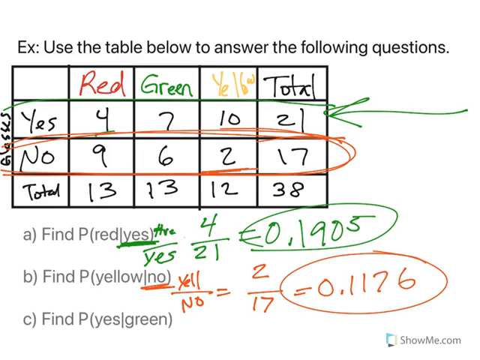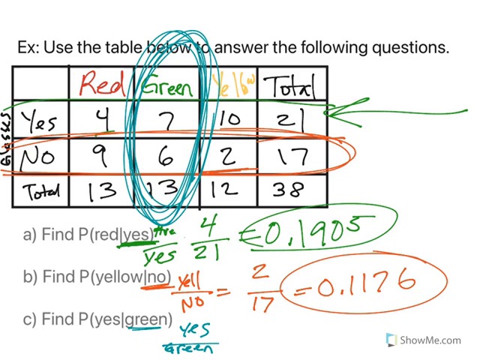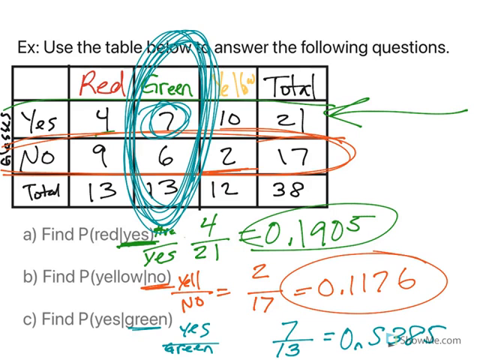And the last one: find the probability of yes given green. Now green is in the denominator with yes on top. So we're playing with the green line. There are 13 total green t-shirts, and 7 of them are a yes. So 0.5385. And that is playing with conditional probabilities.